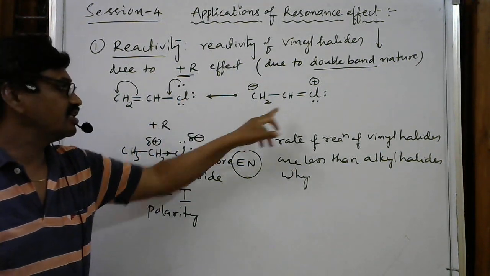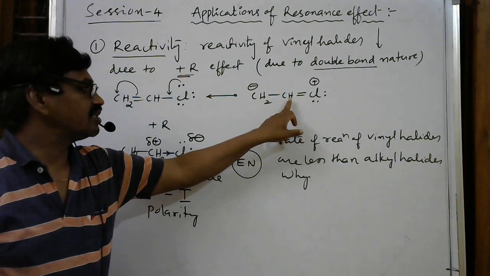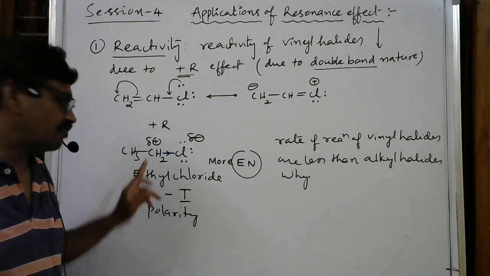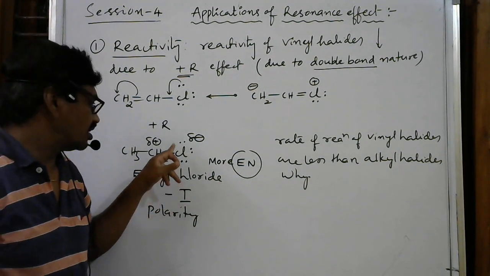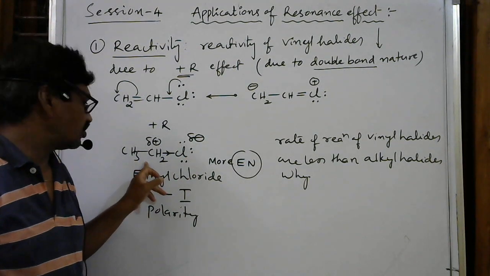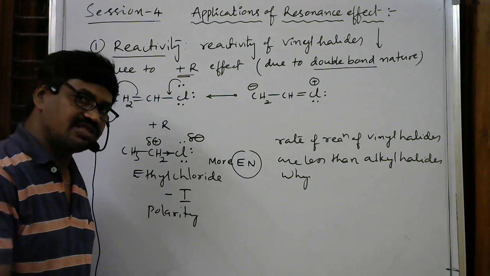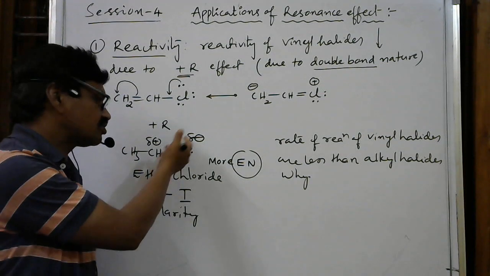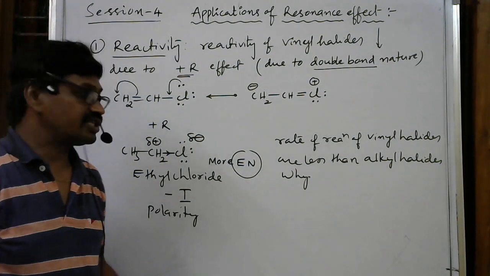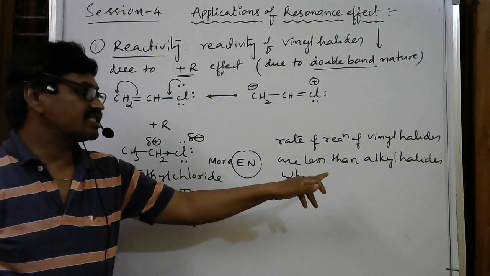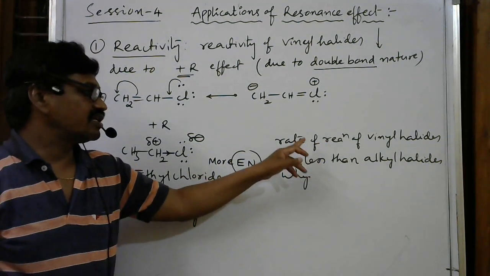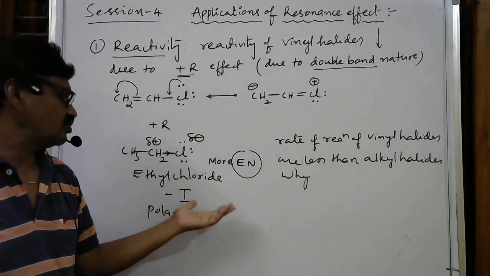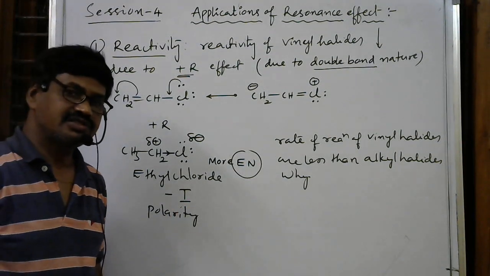Because of plus R effect, there will be double bond character between carbon and chlorine, so it is difficult to break. But here in ethyl chloride, because of minus I effect, partially negative charge and partially positive charge are created, so the positive charged carbon can easily attract a negative charged group, that is nothing but a nucleophile, and nucleophilic substitution reactions will be easy here. So the rate of reactions of alkyl halides is more compared to vinyl halides. Otherwise, the rate of reactions of vinyl halides is less compared to alkyl halides due to plus R effect or due to minus I effect. Based on the given options, you can select.